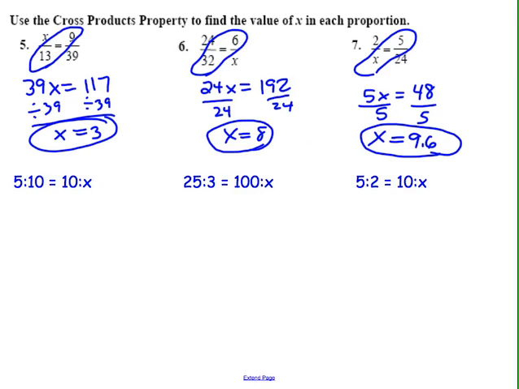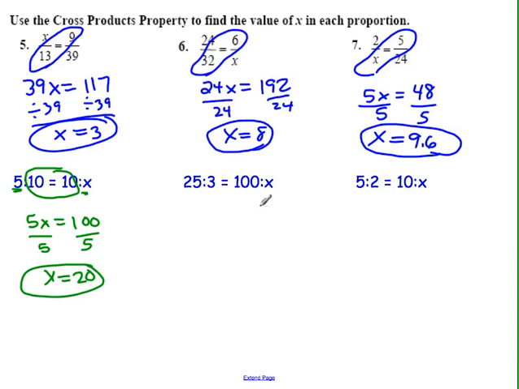Now, this bottom part usually throws some students off just because things are written in a different format. Just remember that we're still going to multiply the extremes, which are the far edges, like 5 times x, and multiply the means together, which would give us 10 times 10, which is 100. Then it's still the same process. We divide both sides by the coefficient in front, and x equals 20.